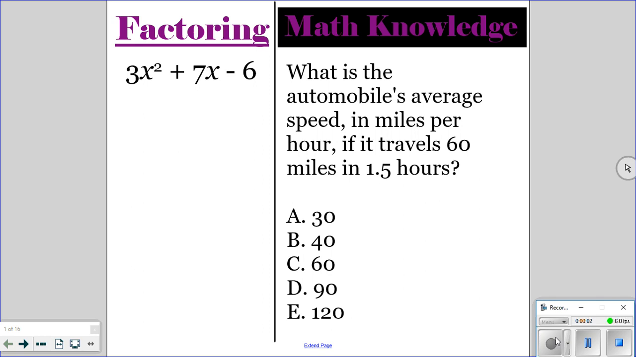All right, so y'all go ahead and do the factoring and math knowledge question for today. Pause the video, and then once everyone is finished, you can unpause the video and I'll go over the correct answers.